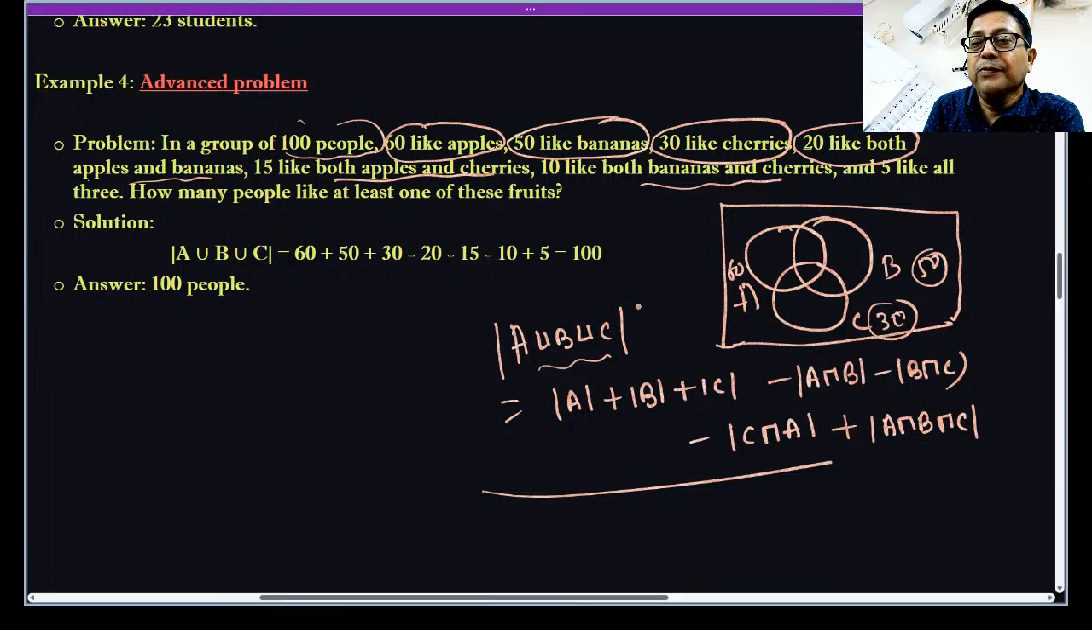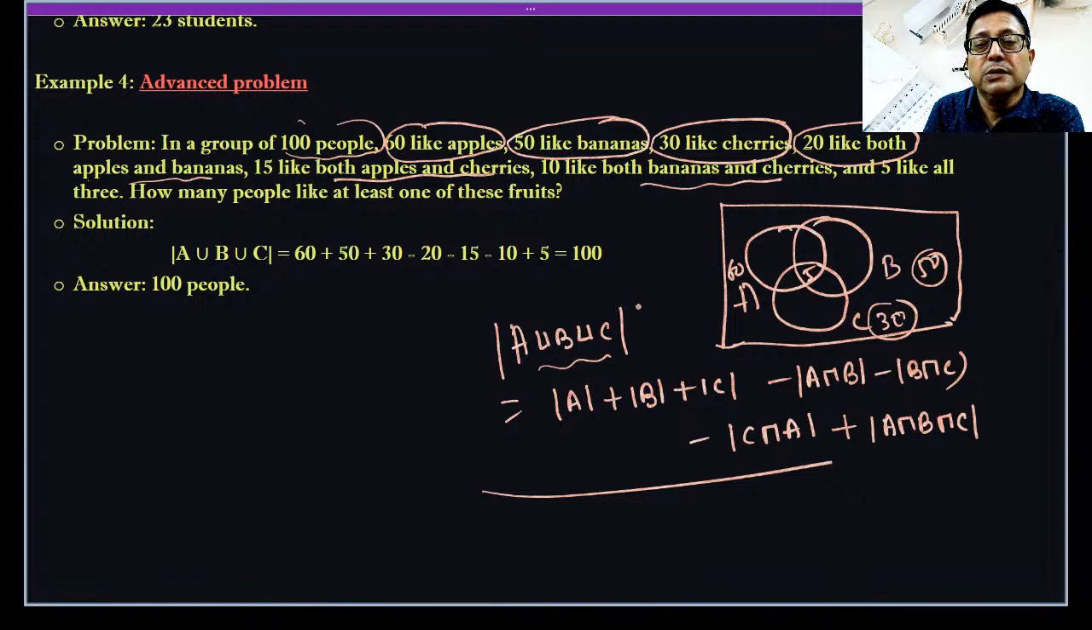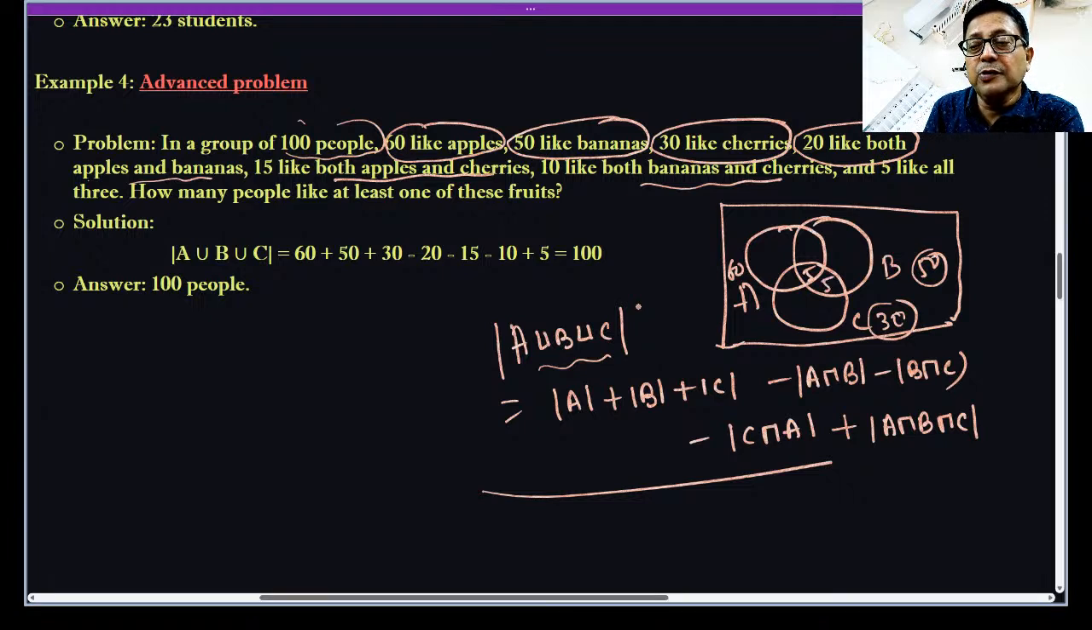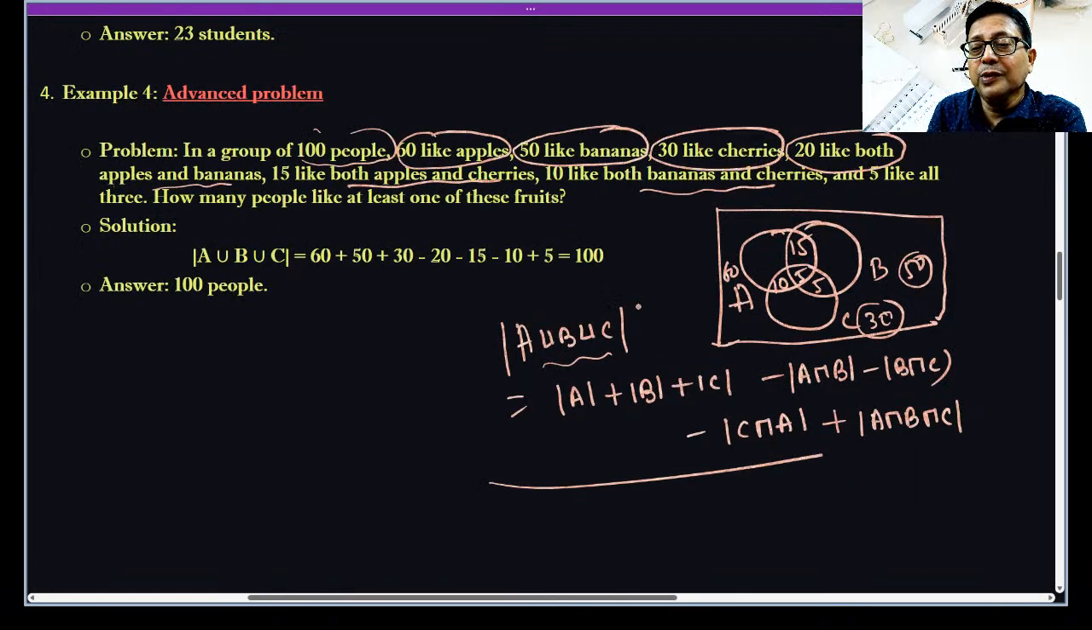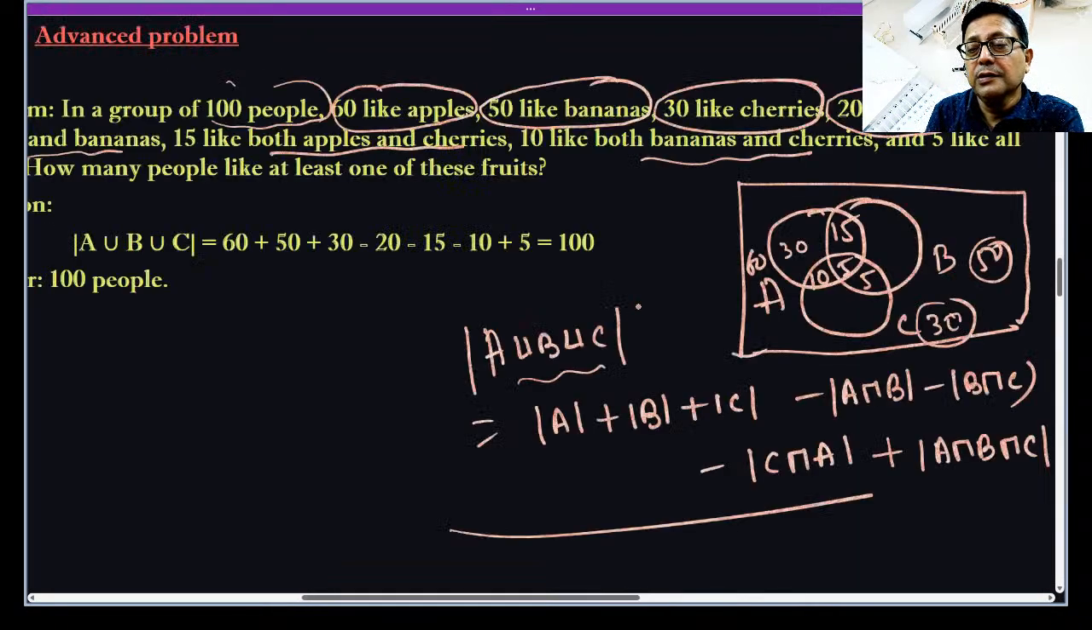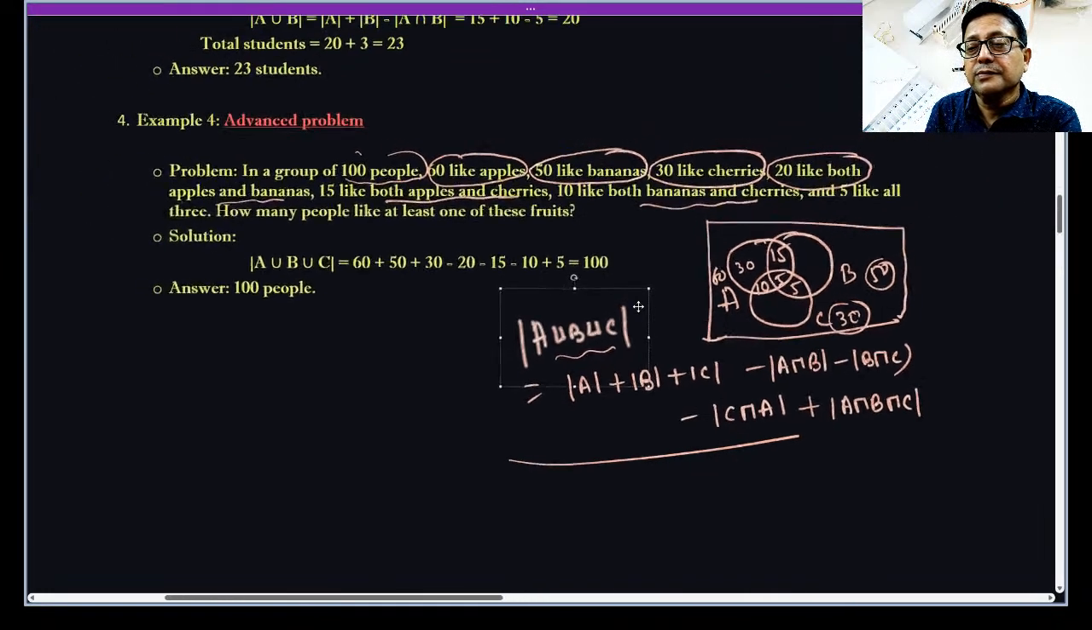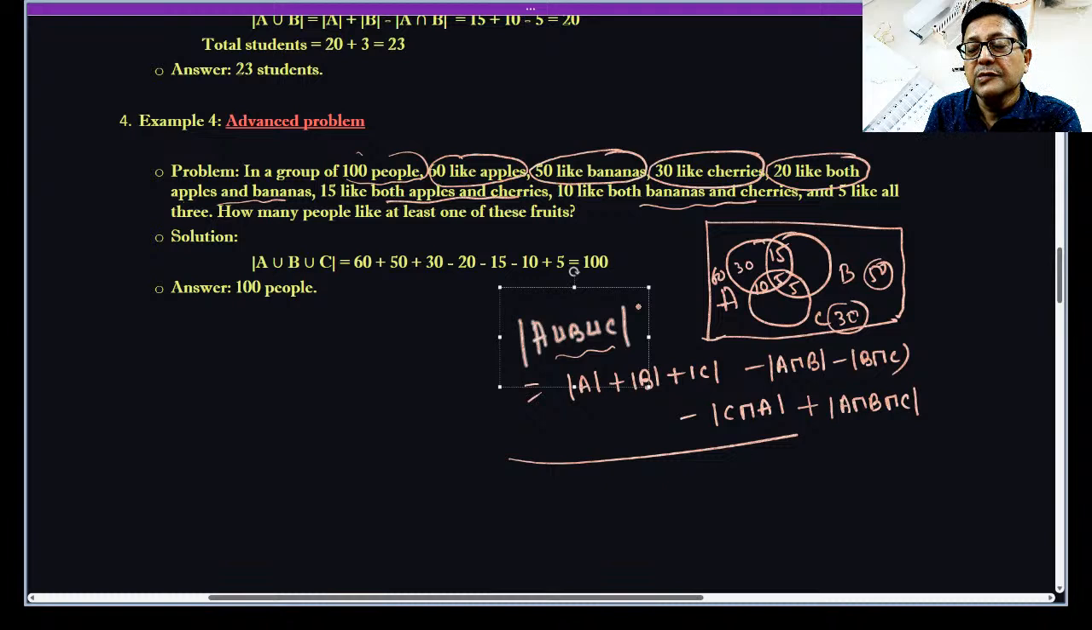So you got 5 who like all. 10 like both banana and cherry, so this part will be 5, and 15 like apple and cherry, so this will be 10. 20 like apple and banana, so this will be 15. So this part is going to be 30. This one is 25, so it will be 25. This one 20, it will be 10.